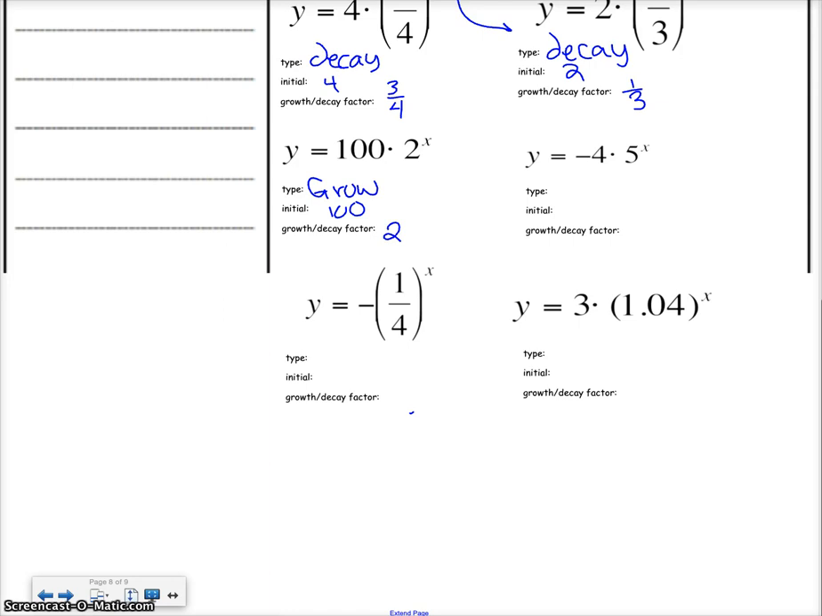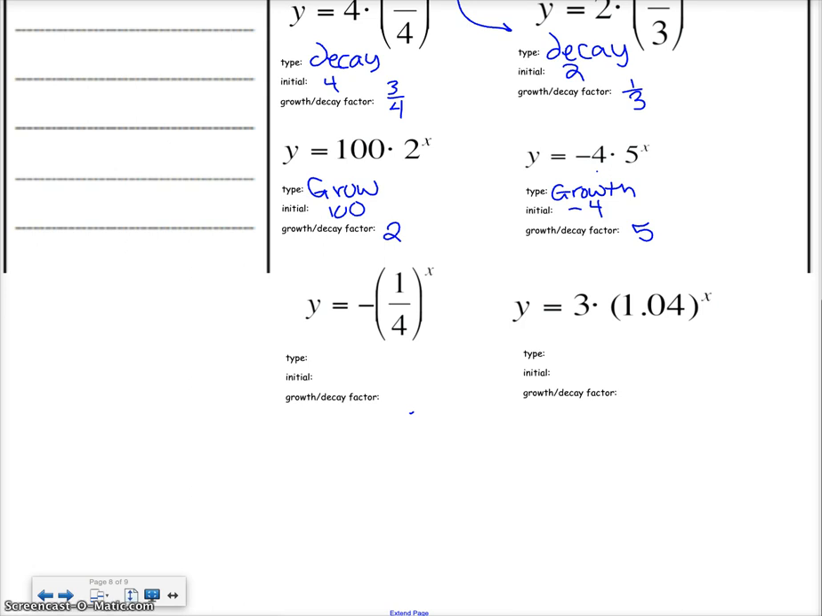What about this next one? Growth, because I'm not looking at this -4. I'm looking at what's raised to that x power, 5. So it's growth. The initial amount is -4, and the growth factor is 5.